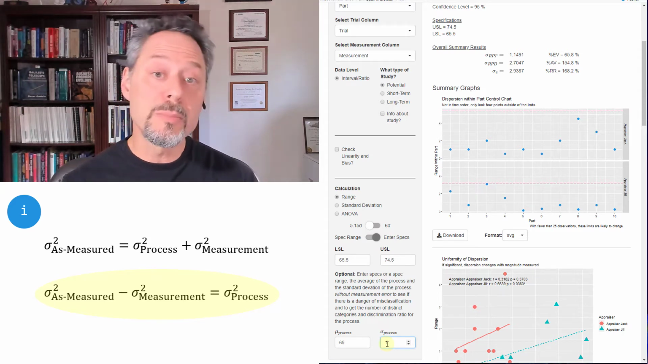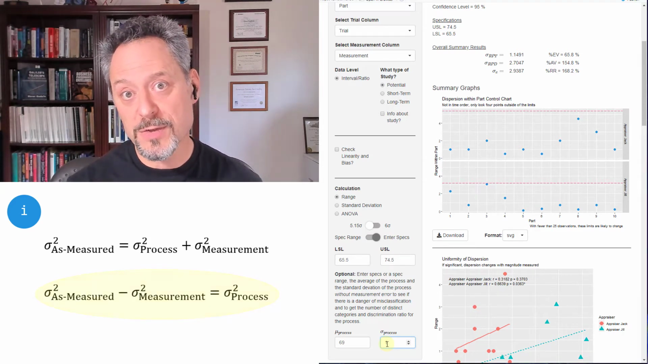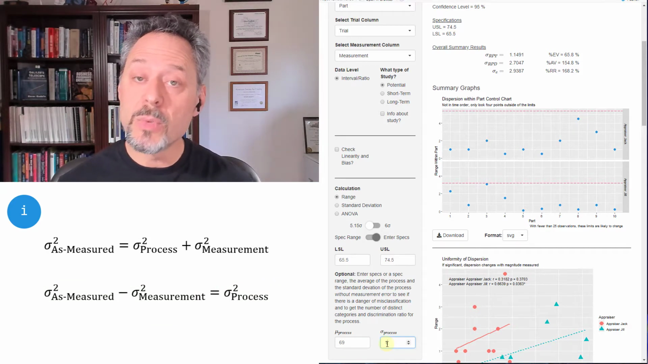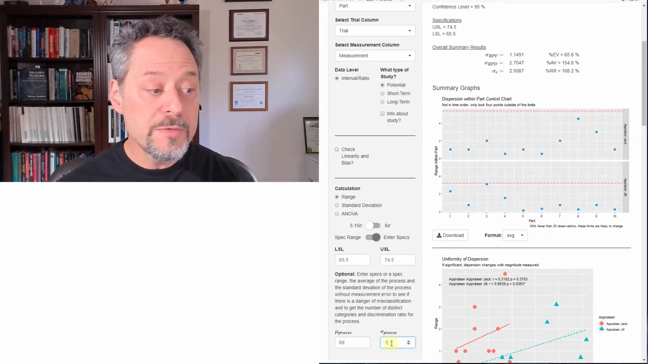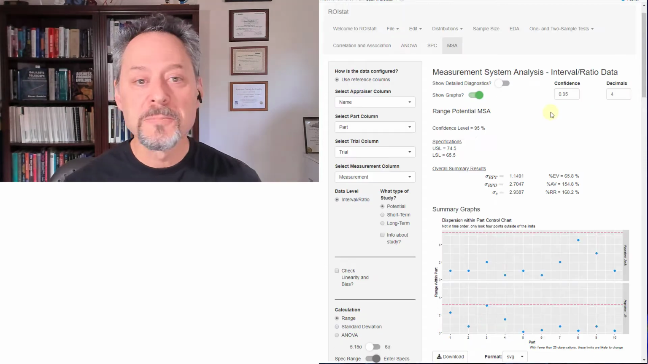And that leaves you a number. You take the square root of that number, and that's going to be your standard deviation. That's a good way to estimate what your actual process is doing. So we've done that in this case, and that is 1.